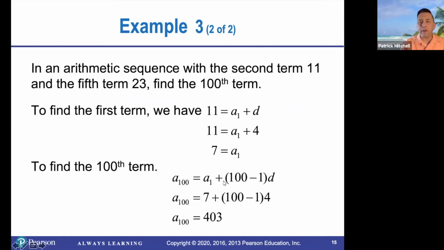And now we'll use our formula for the nth term of an arithmetic sequence. The 100th term would have to be A1 plus 100 minus 1 times D. And we know all of these things, we just figured them out. A1 is 7 and D is 4, and that comes out to 403. So if the second term of an arithmetic sequence is 11 and the fifth term is 23, then the 100th term would have to be 403.